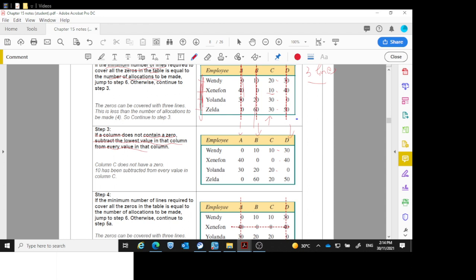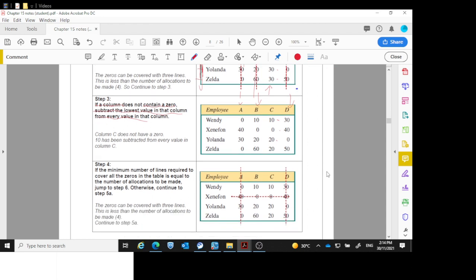Now I try and cover my zeros up again with the smallest amount of lines. And yes, I could go straight down A, B, C, D and get 4 lines. That's not a problem. But I can cover them this way and only have 3 lines. Again, the minimum number of lines does not equal the number of allocations. So now we've done the row, we've done the column.